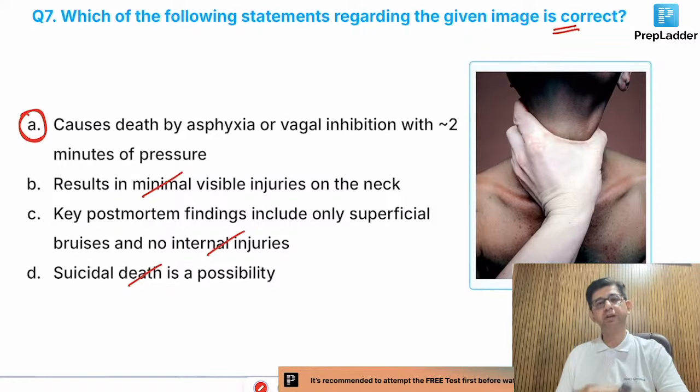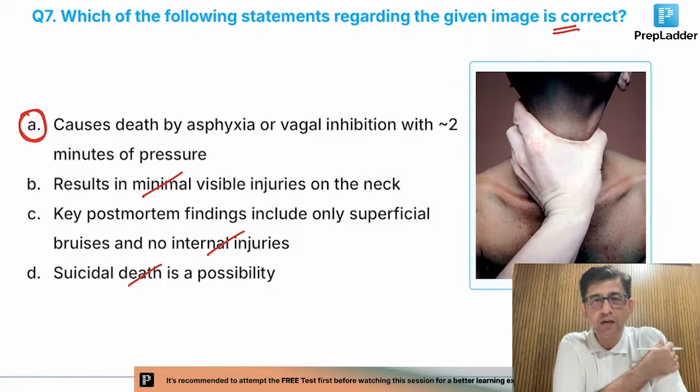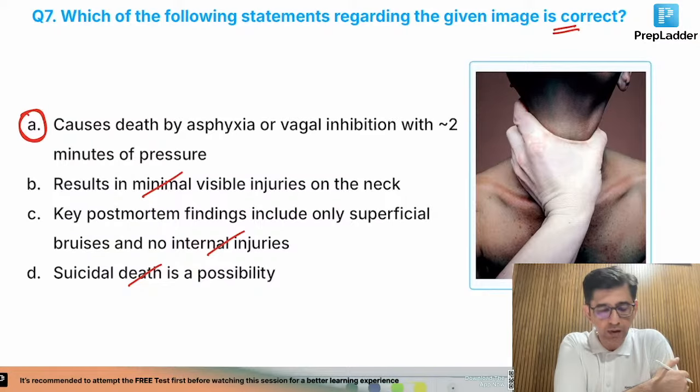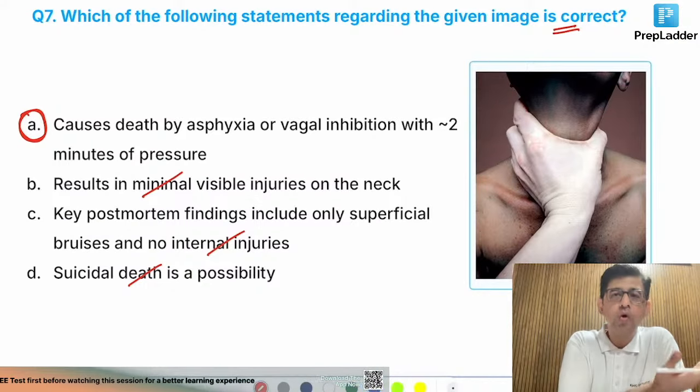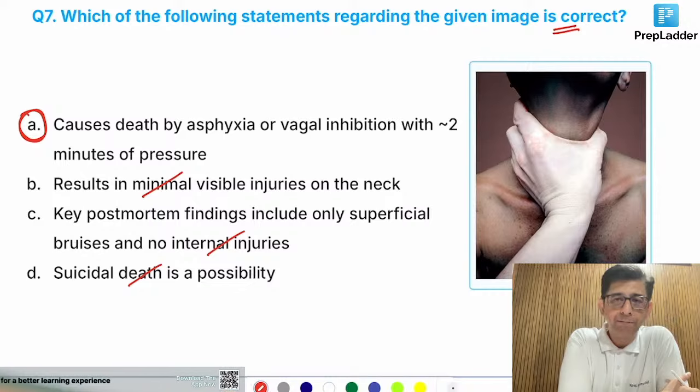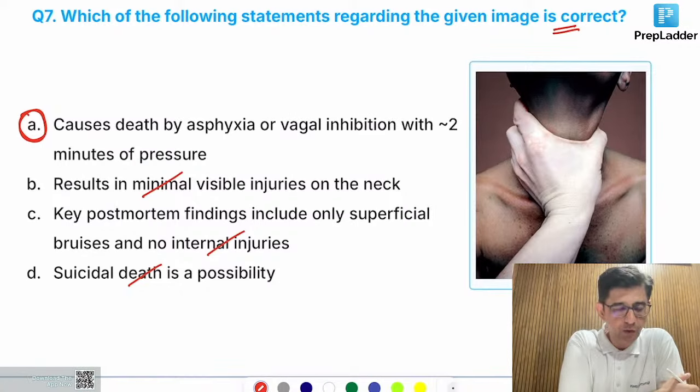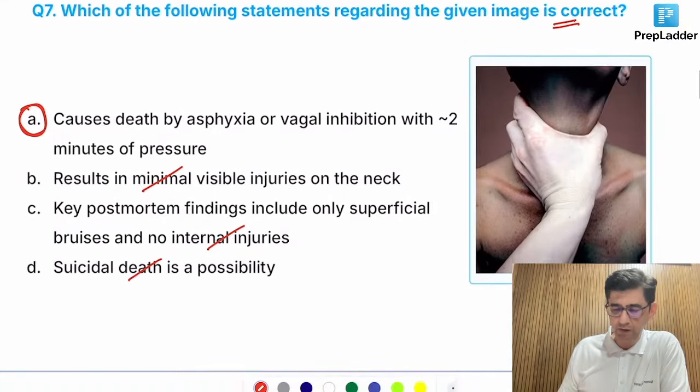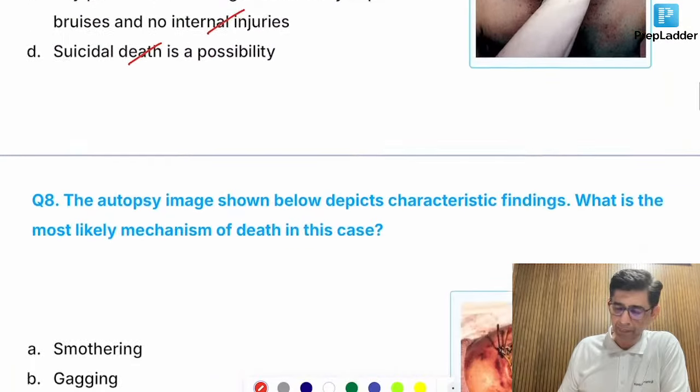The statement given as correct in this case is either asphyxia or vagal inhibition with 2 minutes of pressure. That is the cause of death in this case. And hypoxia-induced cardiac arrest is what we're talking about in this case. So I think it was an easy one. Again, the 7th one. Let's move to the next one.